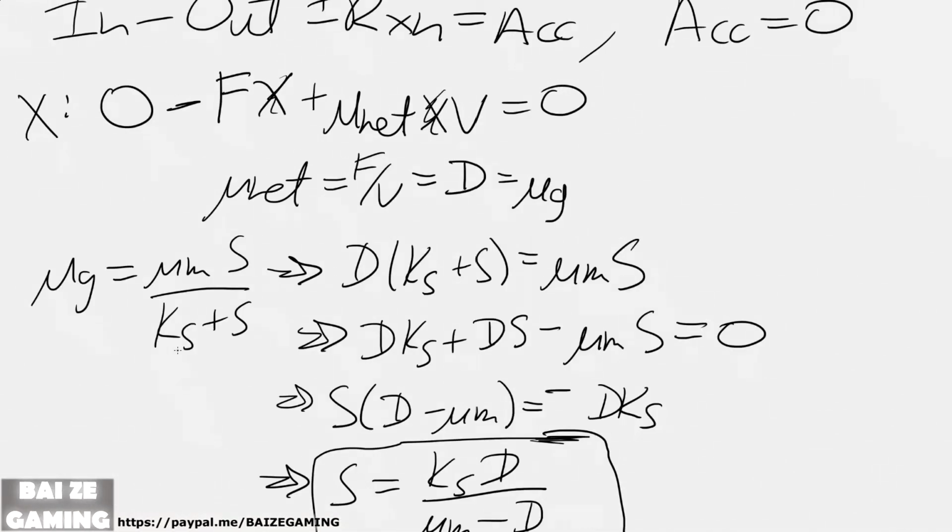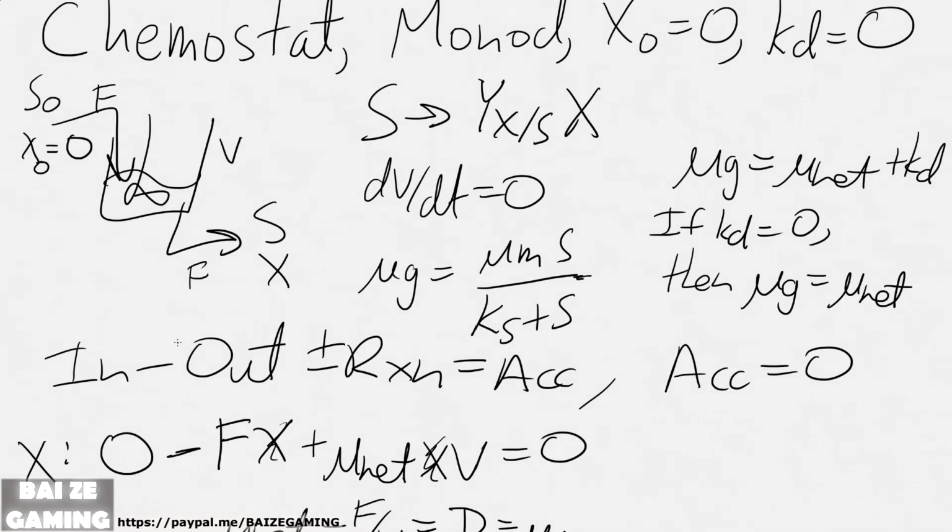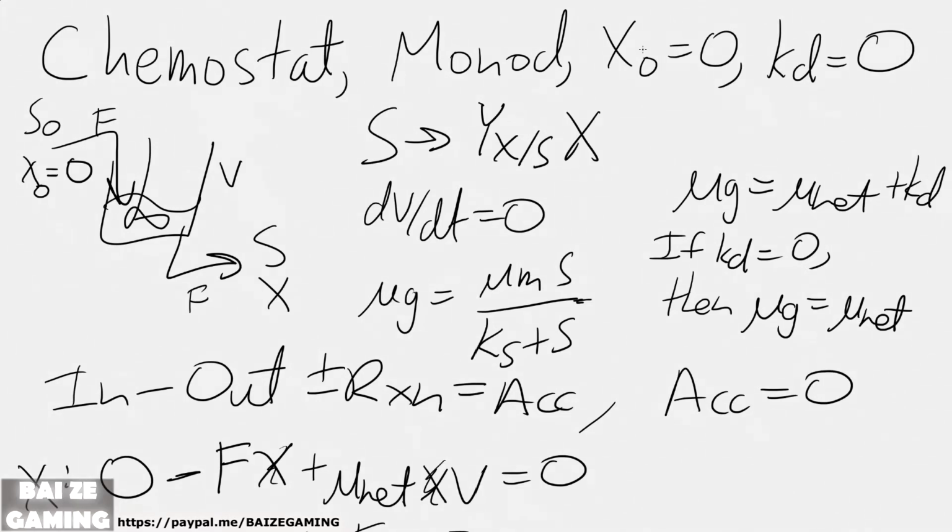So this is basically a chemostat with a Monod equation, where the feed of X naught is 0 and KD equals 0. It's very easy to solve. After this, I'll be covering some more difficult situations, such as what if X naught is not 0? What if KD is not 0?